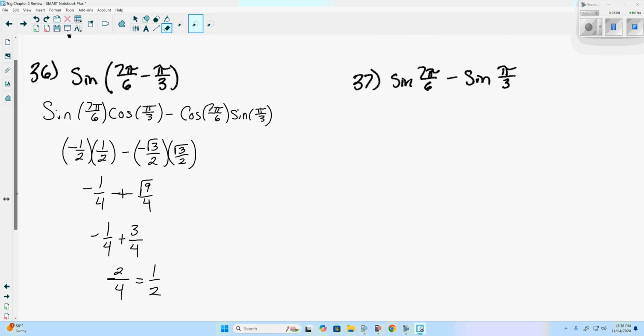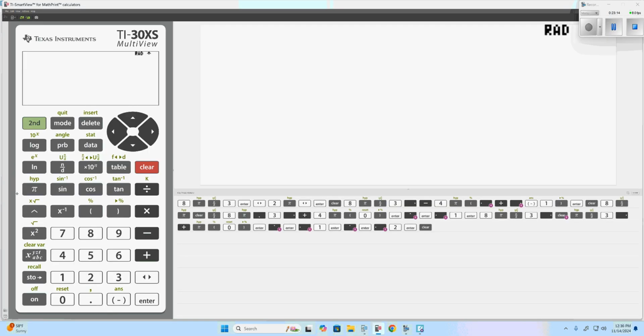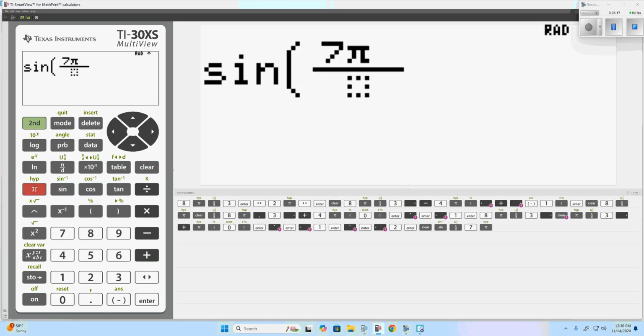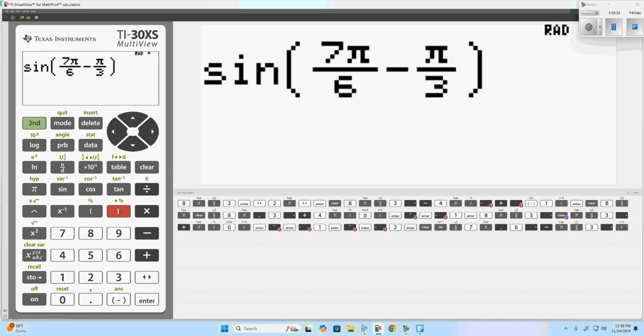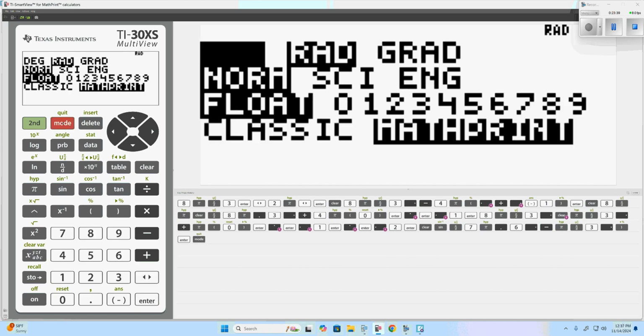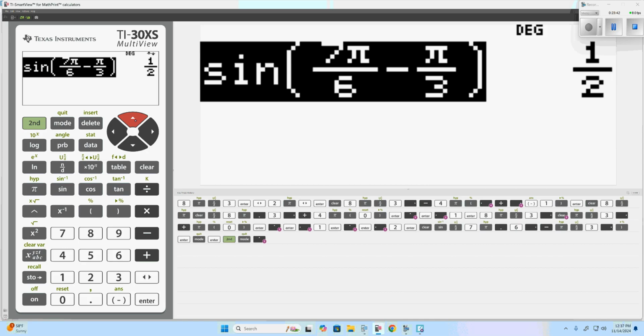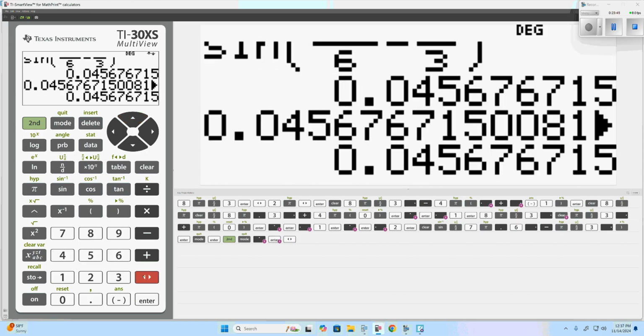7 pi over 6 minus pi over 3. Only thing you do have to make sure is that your calculator is in radians and not degrees, because it will give you a different answer. Because it is indeed 1/2, but if we have it in degrees instead of radians, it'll give us this answer.